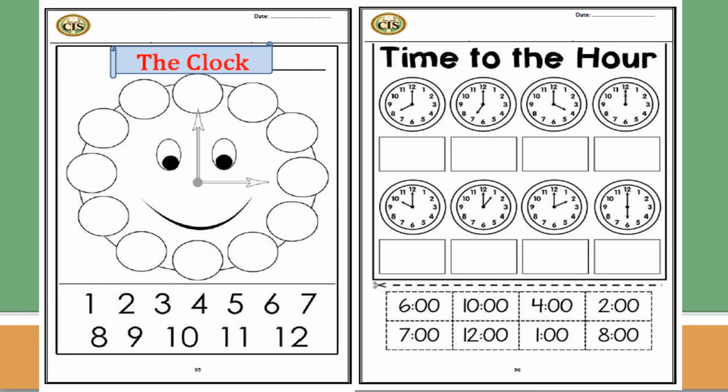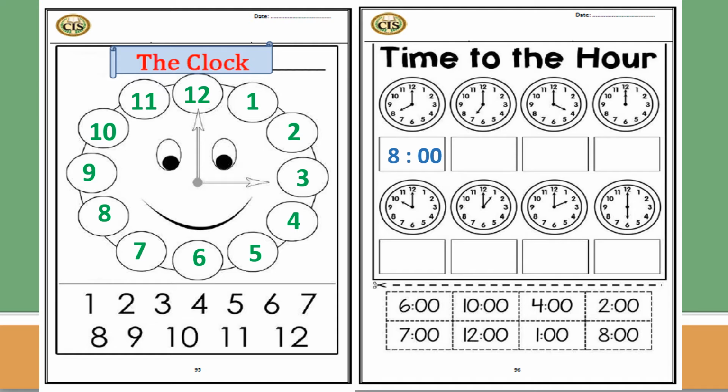Let's answer our math booklet, page number 95. We said before that analog form starts from 1, 2, 3, 4, 5, 6, 7, 8, 9, 10, 11, 12. So it starts from 1 to 12. Page number 96, we have here groups of different clocks. First clock here, the short hand points to 8 and the long hand points to 12. In digital form, it means what? It means 8, 0, 0.